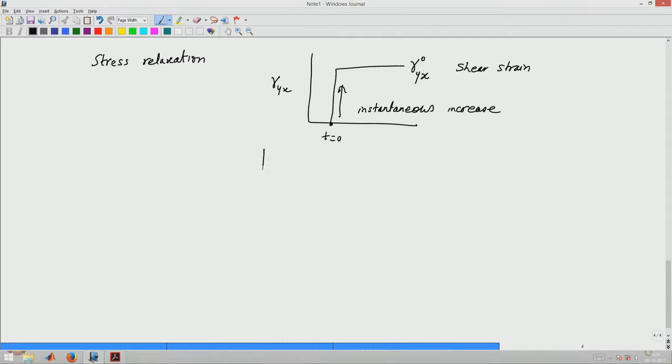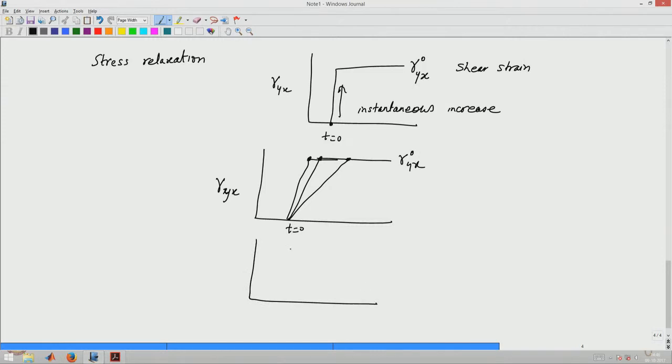And so, what you could tell the instrument to do is the following. At time t equal to 0, increase the strain and reach the same gamma naught, and this increase could be at different rates. You can do a slower rate, you can do a faster rate, and then at the point when the strain is reached, you can start looking at the stress. So, you can start looking at stress as a function of time for all these different experiments.